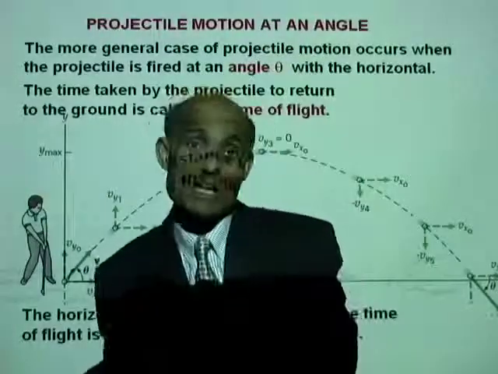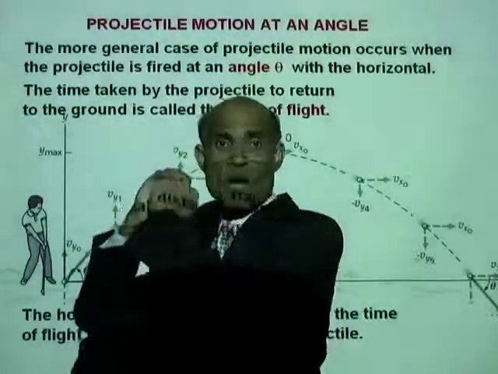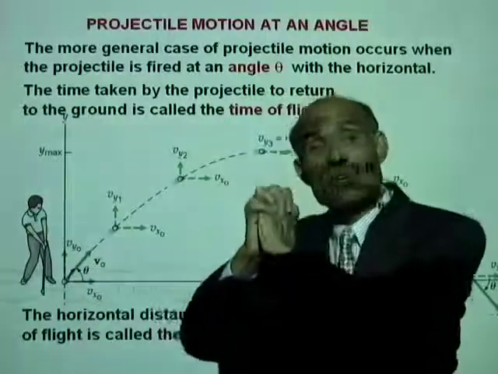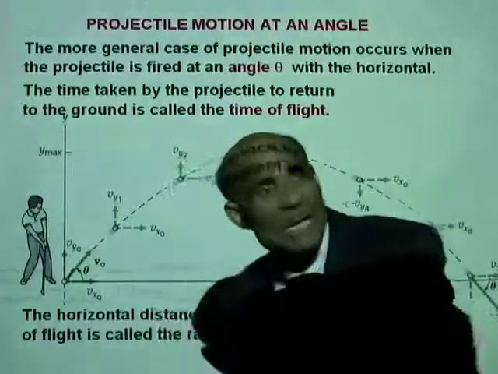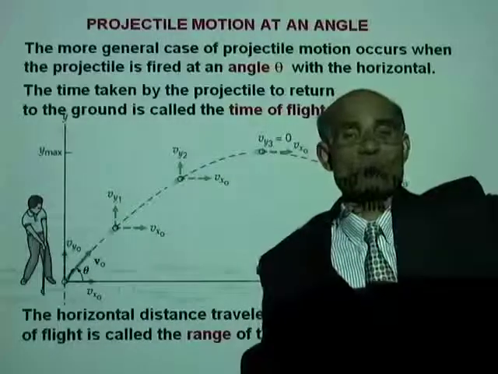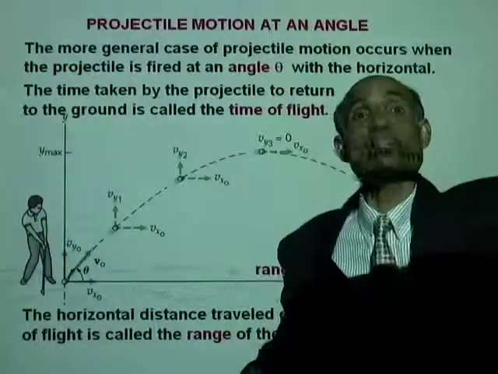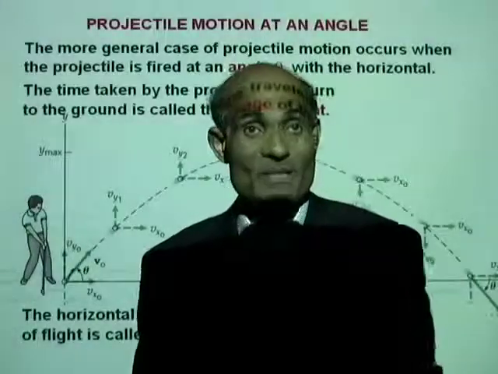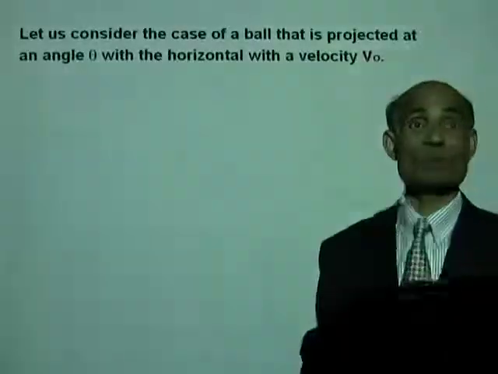Now, when Tiger Woods hits a par 5, the first ball, he wants to take it as far away as possible. The range has to be a maximum, as much as possible. Is that right? We will talk about that as we move on.